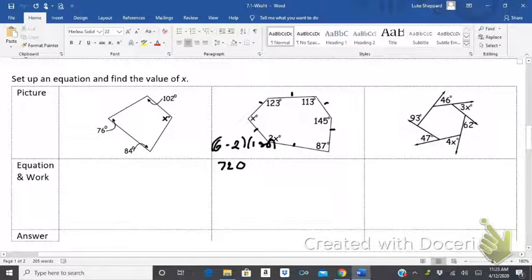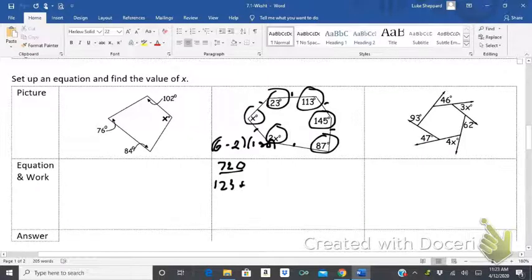So there are 720 total degrees inside of that shape. So now what I'm going to do is I'm going to take all of these and add them up and set them equal to the number I just found, because all of those should add up to that number. Okay? So it's going to be 123 plus 113 plus 145 plus 87. I'm going to run out of room, so I got to go to the next row. Plus x plus 2x. I should have 6 angles. 1, 2, 3, 4, 5, 6. I've got all of my angles. Now I'm going to set it equal to 720, and now it's just algebra at this point.